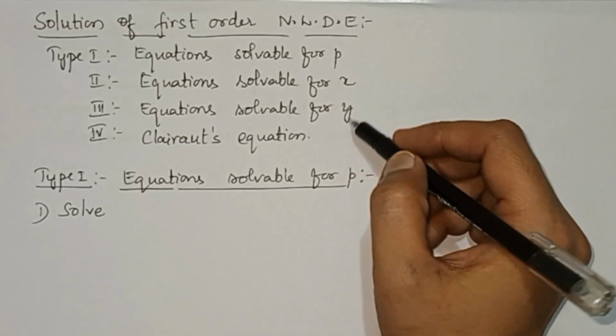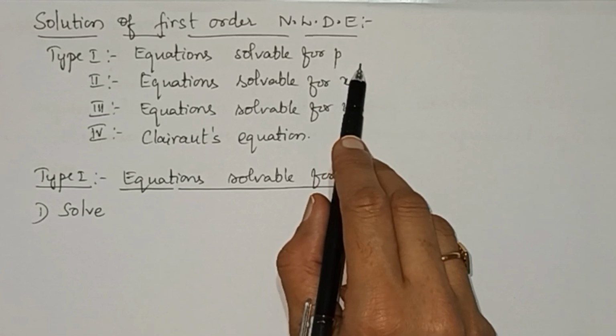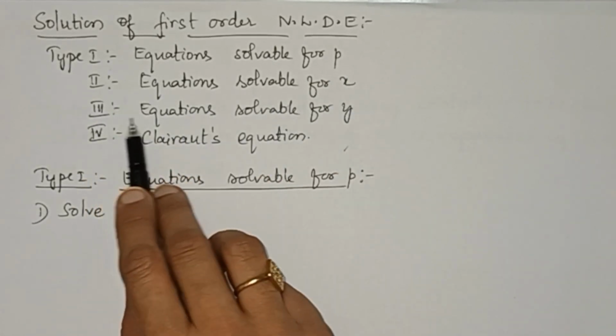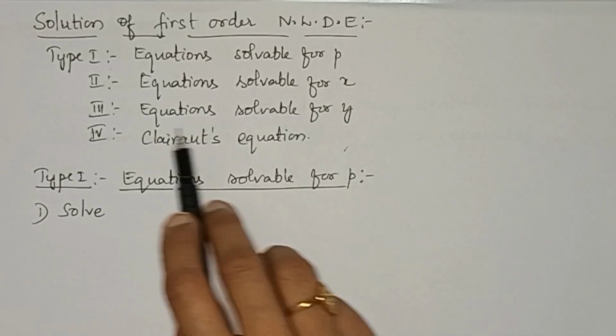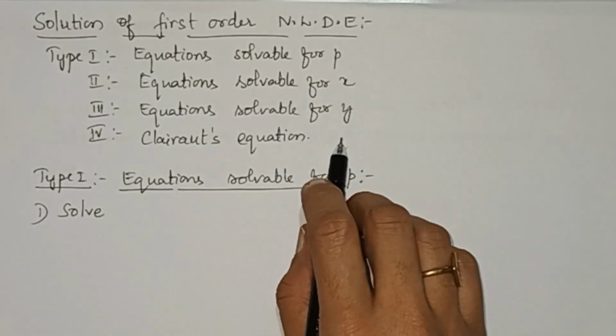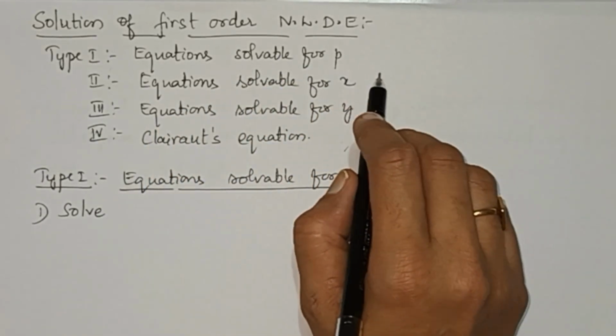See here there are four ways. Type 1 equation solvable for p. Type 2 equation solvable for x. Equation solvable for y, and Clairaut's equation. These are the basic four types of solving a first order nonlinear differential equation.